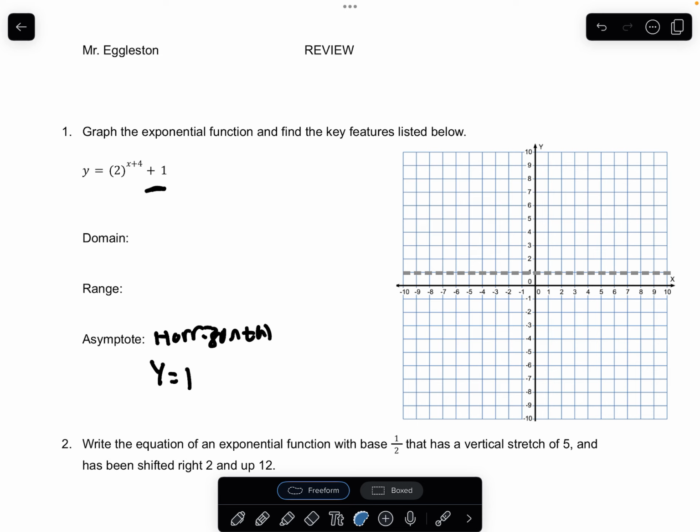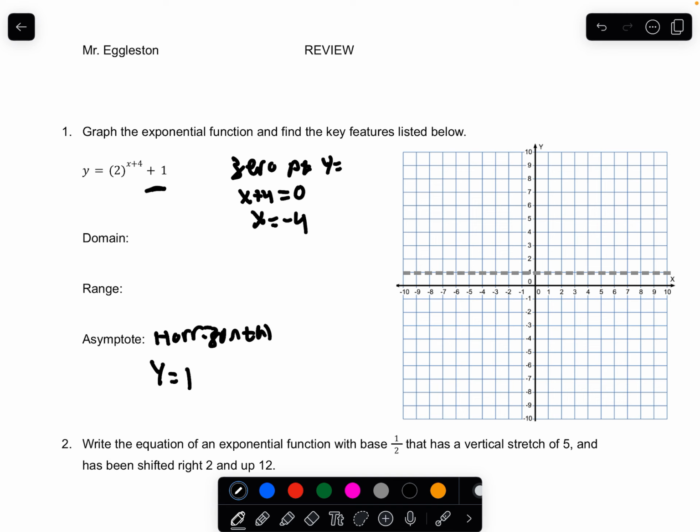Okay. The next thing we want to know is find the 0 point. What makes the exponent equal to 0? Well, that means x plus 4 must equal 0, which is x equals negative 4. So we know at negative 4, the exponent is 0. So at x equals negative 4, our equation is y equals 2 to the 0 plus 1, which is 2. Right? 2 to the 0 is 1. So at x equals negative 4, we're at 2.